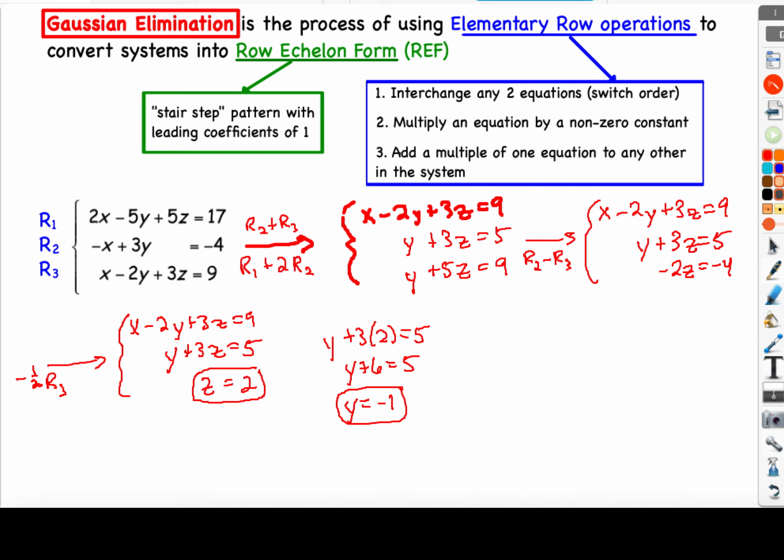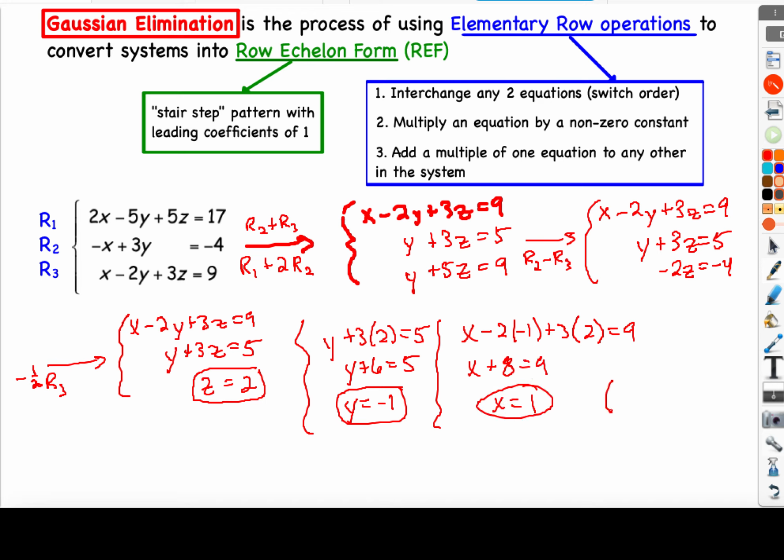And now we go back to the first equation. x minus 2 times y plus 3 times z was equal to 9, which means positive 2 plus 6 would have been x plus 8, and x equals 1. And we have our answer, 1, negative 1, 2.